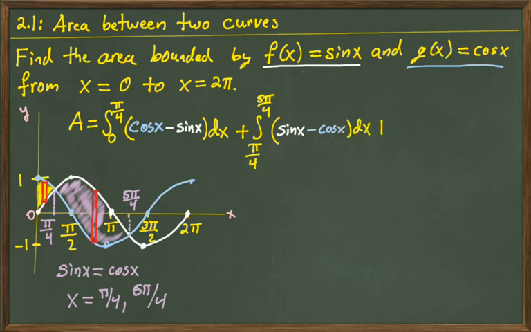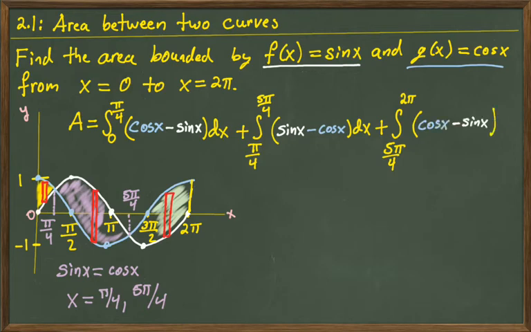Okay, and then finally the last portion there, we'll go ahead and do a little bit of a highlight. We're going to go from 5 pi over 4 to 2 pi, okay? And we'll draw a representative rectangle in to help us with the upper and the lower functions. The upper function is the cosine, and the lower function is the sine.